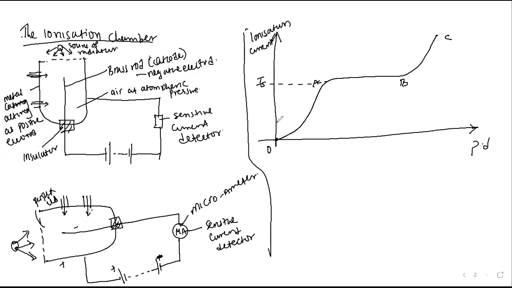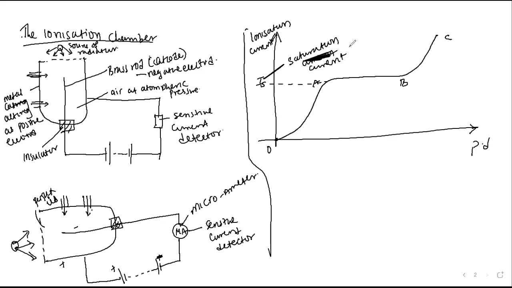So if I come again on that statement, we are saying the PD is large enough to prevent recombination, but it is not so high that it produces secondary ionization. The ionization current at this instant is said to have reached what we call its saturation value. So that's why we are calling this IS the saturation current. Then beyond B, the PD is large enough to cause secondary ionization.